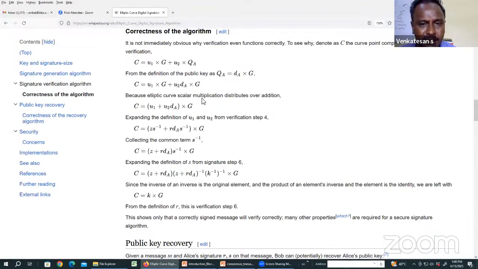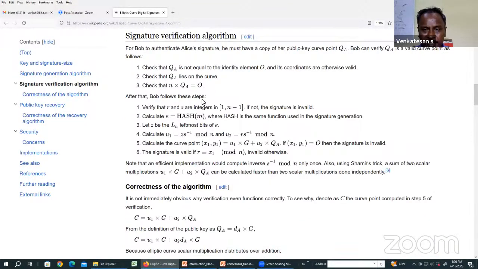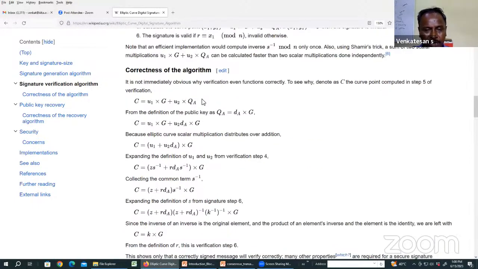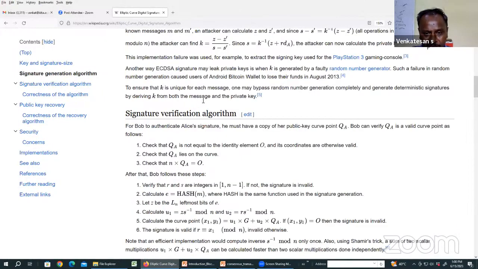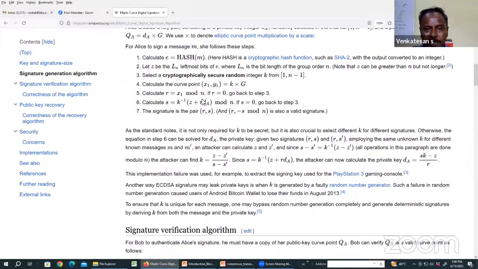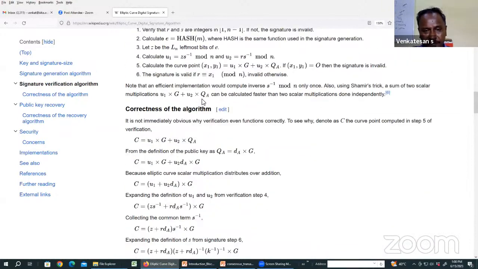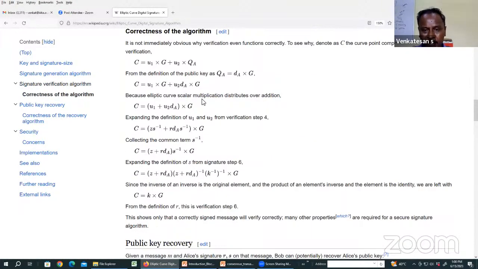So we can see in this, we can write like this. After that, if we see the U1 and U2, U1 is Z inverse, U2 is RS inverse. So that we are applying. After that, we are taking this S inverse common. And if we see Z plus RDA and S inverse also, whatever is getting computed, the S inverse is K inverse plus Z RDA. So that is applied and these two get out. And this K inverse, again we are taking inverse, so we'll be getting K as the value.